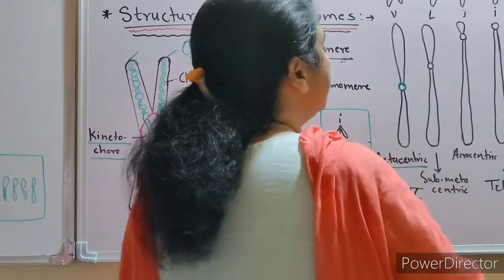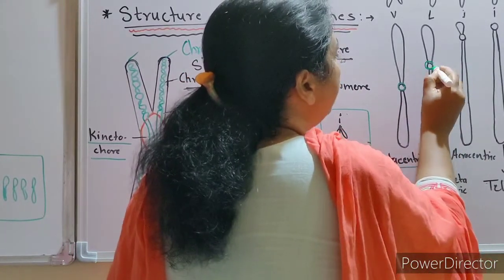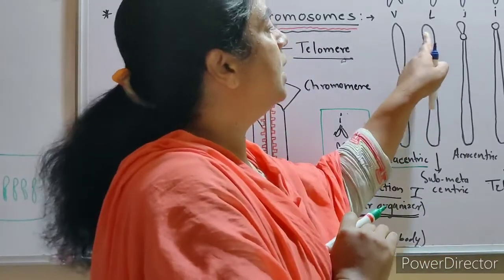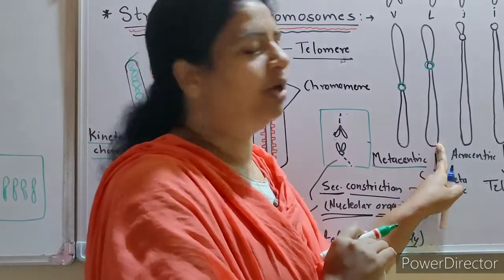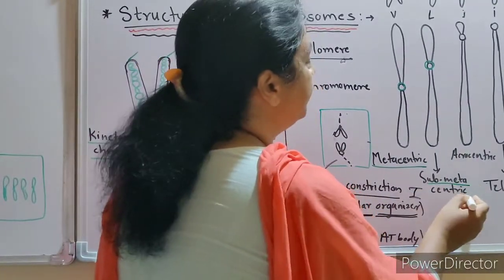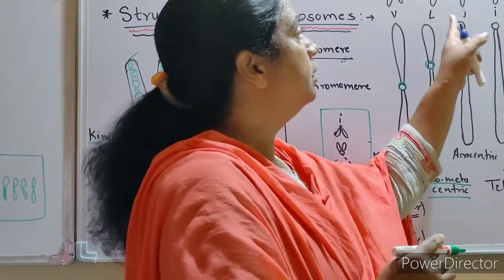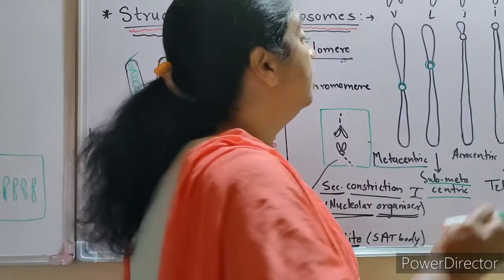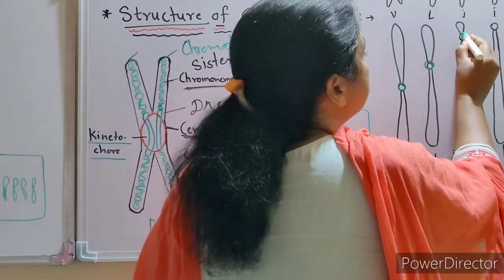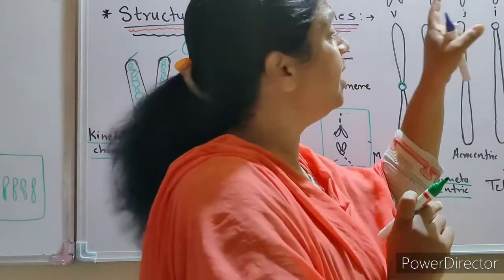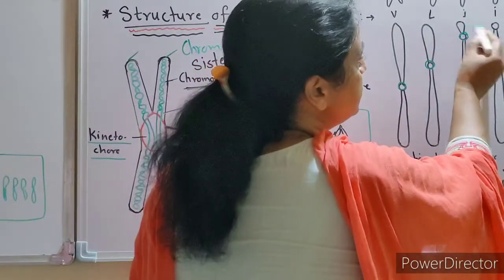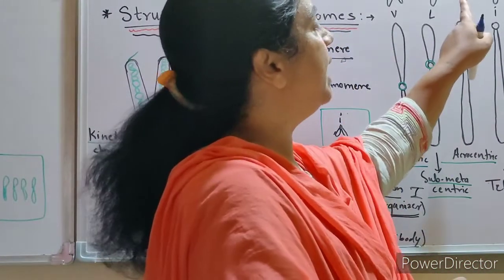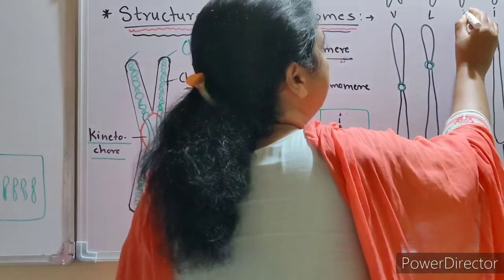When the centromere is present a little away from the center, not at the center, one arm is small and another arm is long. It is called a submetacentric chromosome. During anaphase, it becomes L-shaped. Then when the centromere is present near the end, one arm is very small and another is long, it is called an acrocentric chromosome, and during anaphase it becomes J-shaped.